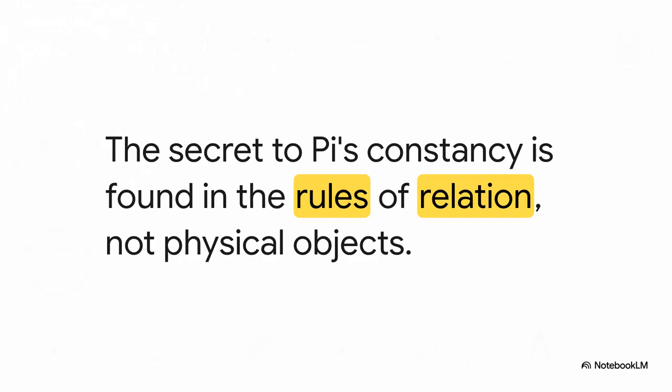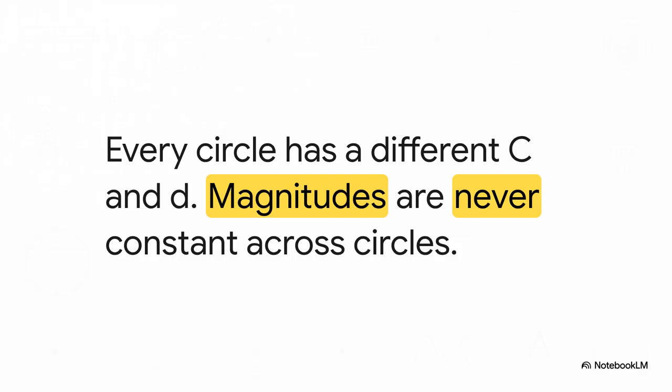The secret to pi's constancy isn't found in some physical object. It's found entirely in the rules of relation. First, we just have to accept the hard truth. There is no unique magnitude pi. There's no privileged magical circle floating out there in the universe whose circumference is perfectly and uniquely pi. Every single circle you will ever draw or measure has a uniquely different circumference and a uniquely different diameter. Magnitudes are never constant across distinct circles.